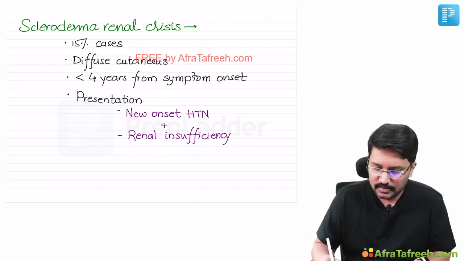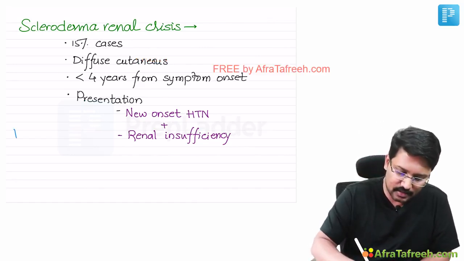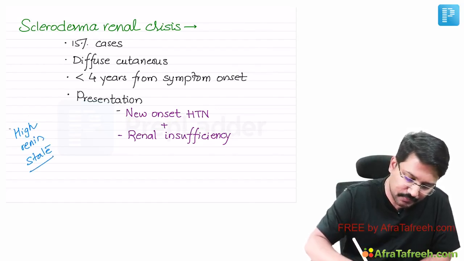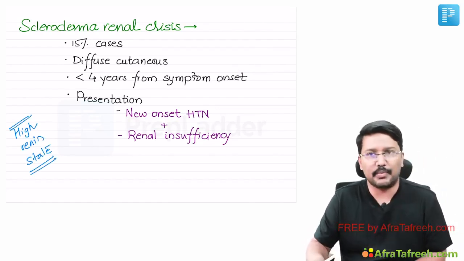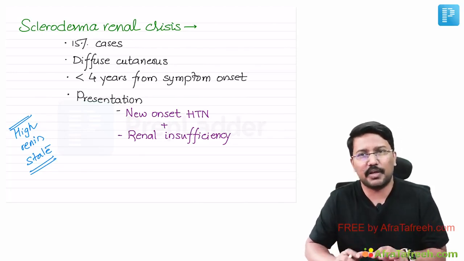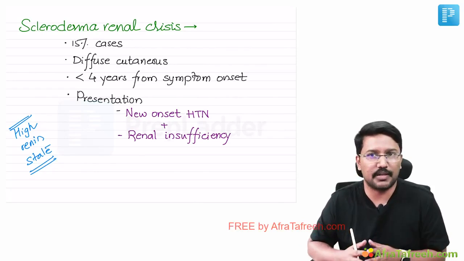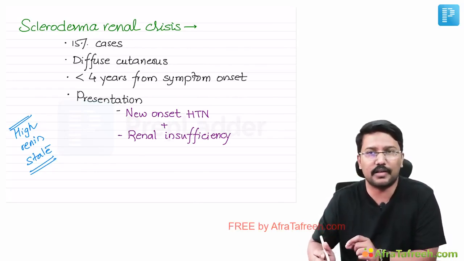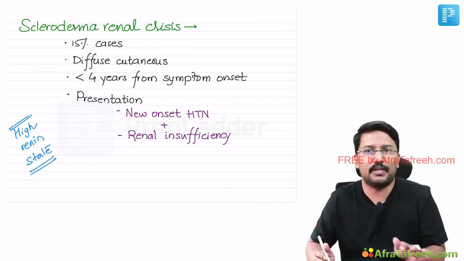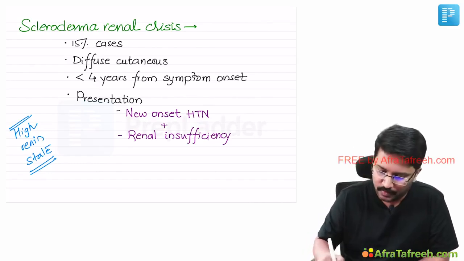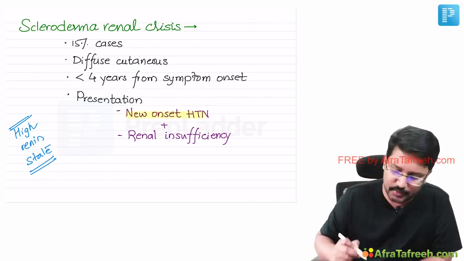What is scleroderma renal crisis? Basically, it is a high renin state, right? It is a high renin condition where patients present with new onset hypertension or rapid worsening of pre-existing hypertension. Keeping the age in mind, most of the patients wouldn't have been diagnosed with hypertension by the time they present. So the most common presentation of scleroderma renal crisis is a patient of scleroderma presenting with new onset hypertension, right? That is the most common presentation.